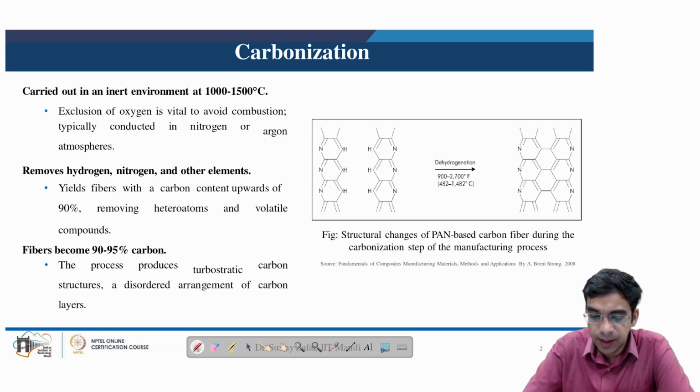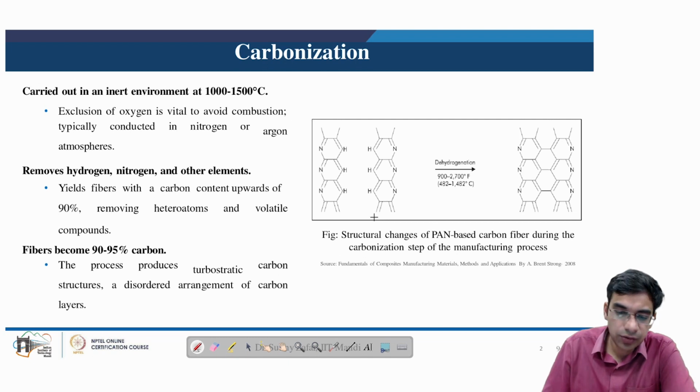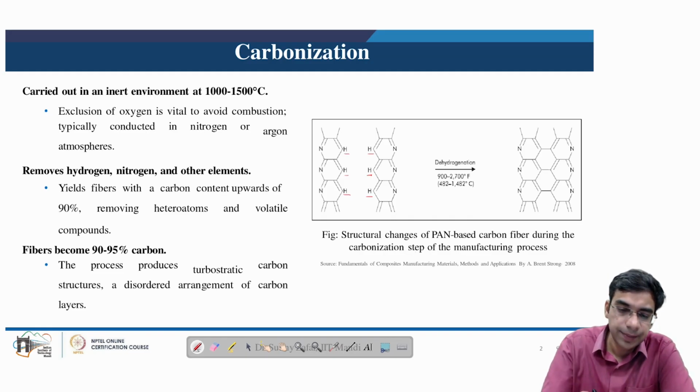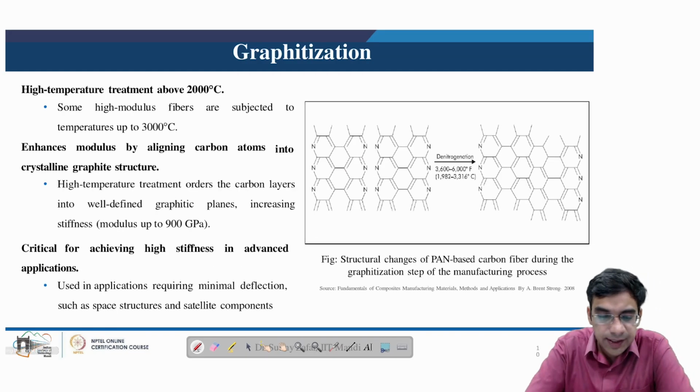So here we can schematically see that in the dehydrogenation or carbonization step, the hydrogen which is present here is systematically removed from the rings, and in this case the carbonization is complete. So the next step is the graphitization step, as we have seen.